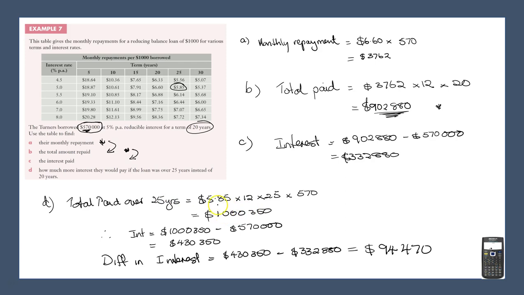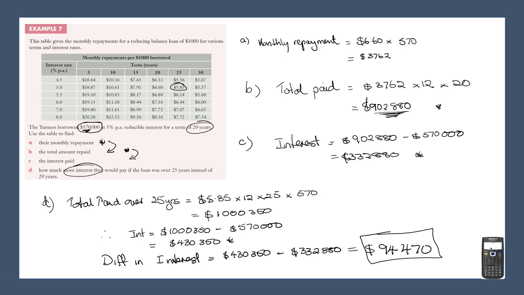Now, the question asks for how much more interest. We've got to get our interest on this loan now. So it's a bit over $1 million. Subtract the amount of the loan, $570,000. So we're comparing now this $430,000 to this interest, $332,000. And you can see I've done the subtraction. For the luxury of going another 5 years, it has cost $94,000.